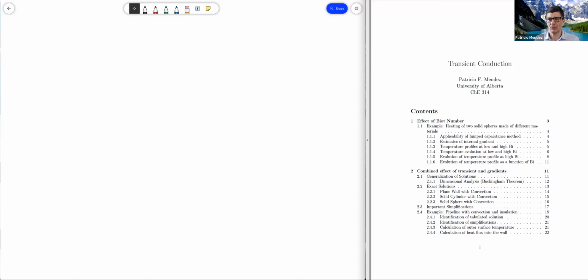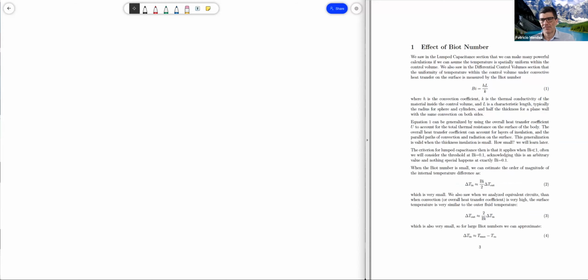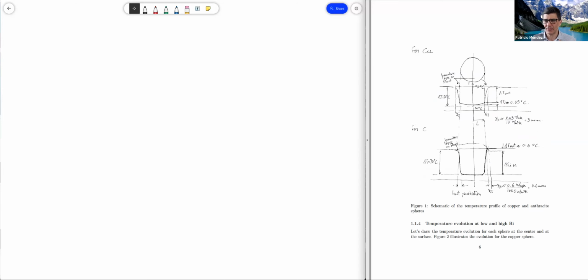Okay, so we talked about the Biot number, but that you know very well. Something we did is we considered two cases: the case of a 6 centimeter copper sphere and the case of a 6 centimeter anthracite coal sphere. And I chose those two because copper is a very good heat conductor, so I knew it was going to have close to no gradients. And anthracite is a very bad heat conductor, and I knew it was going to have huge gradients.